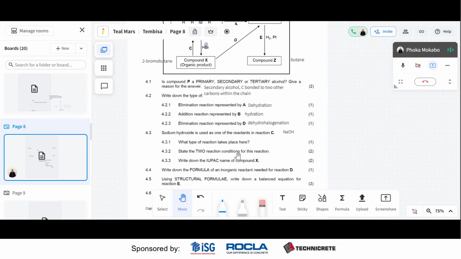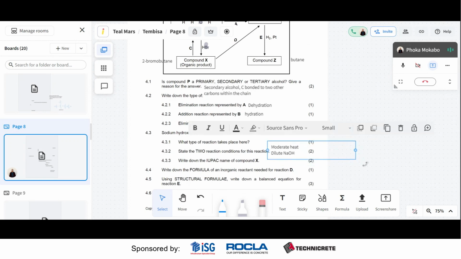State the two reaction conditions that are required. First of all, we need heat, okay? But not only any heat, we need moderate heat. Does not need to be heated that much, but certainly does need to be heated. The other important thing is we need dilute NaOH. Now, you're probably wondering and asking yourself, why should we care whether it's dilute or not?